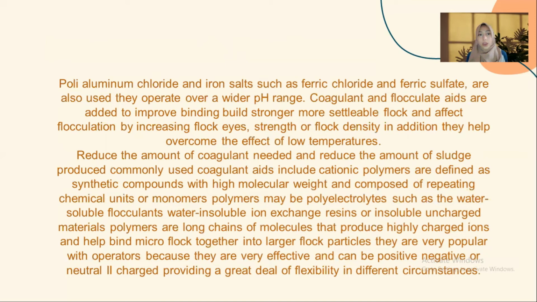In addition, they help overcome the effect of low temperatures, reduce the amount of coagulant needed, and reduce the amount of sludge produced. Commonly used coagulant aids include cationic polymers, defined as synthetic compounds with high molecular weight and composed of repeating chemical units or monomers.